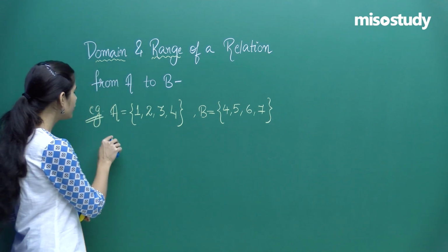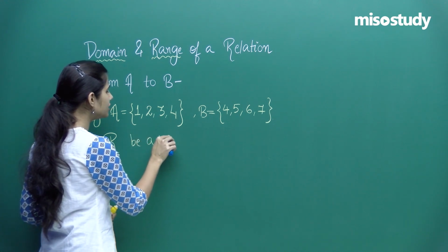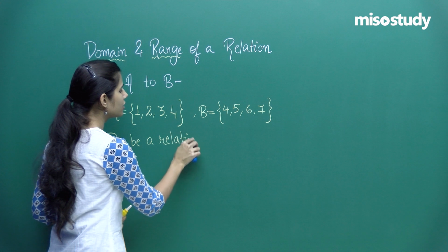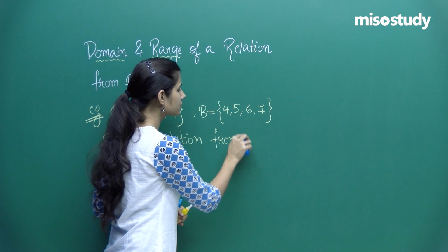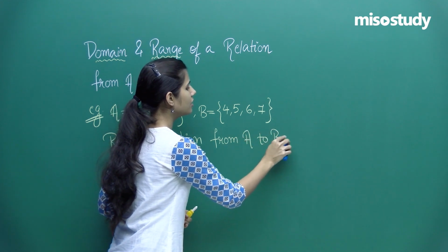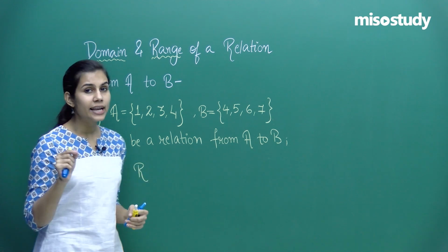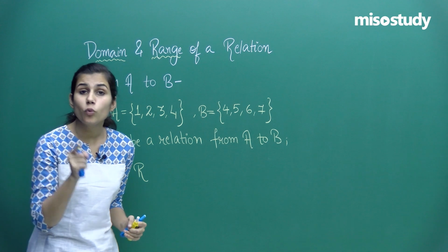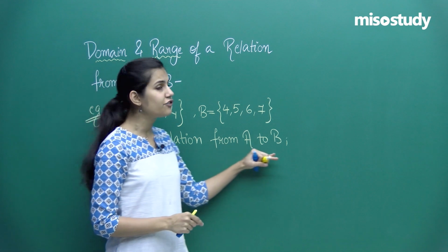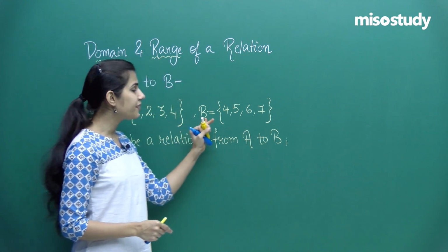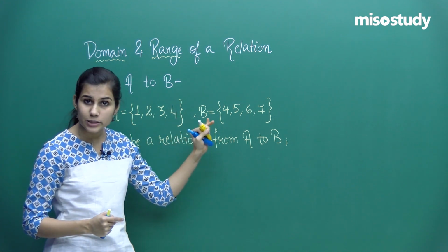Suppose I give you the rule given by, let R be a relation from A to B such that, what is my R? I know that the relation from A to B is always a subset of A cross B. That means this R, which is a relation from A to B, is also a subset of the Cartesian product of this A and this B.